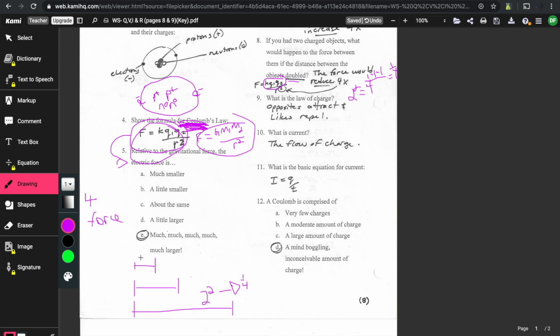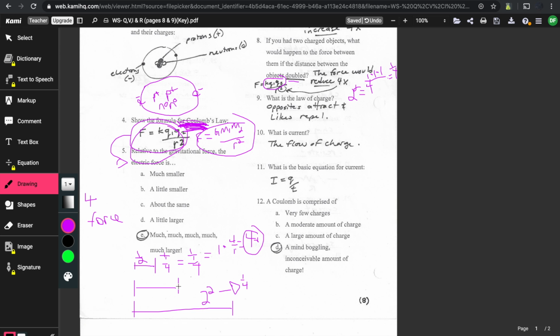Here, though, we're going to halve the distance. What's a half squared? A half squared is 1/4. But if we put that on the bottom of a fraction, what's 1 divided by 1/4? That's like dividing by a fraction. How do you divide by fractions? You multiply it times the reciprocal. So 1 times, what's the reciprocal of 1/4? That's 4/1, which is equal to 4. So the force is going to increase by 4.